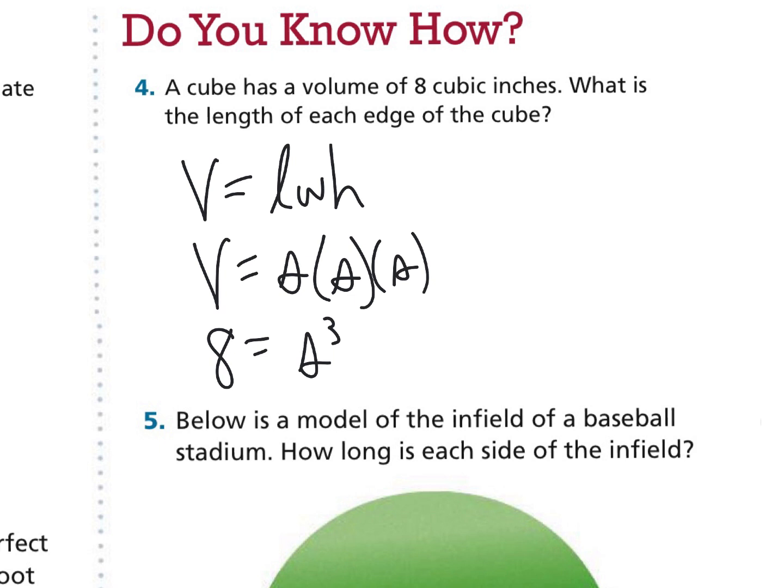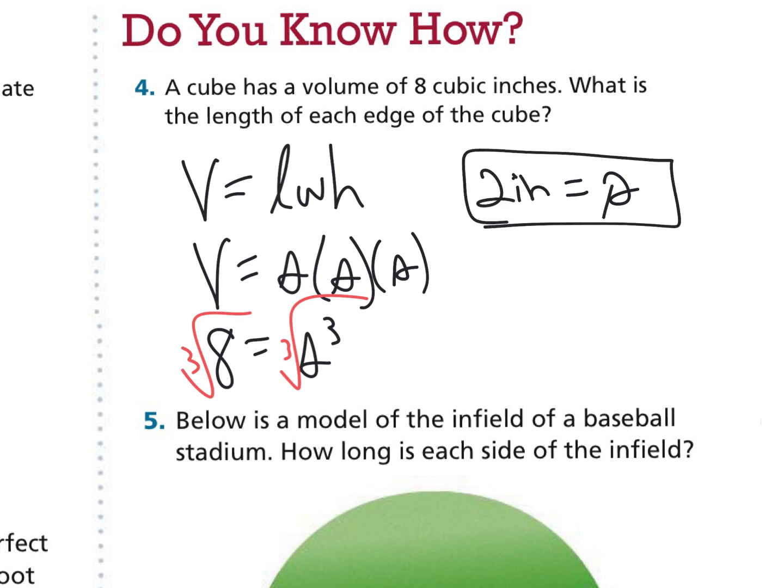something times itself 3 times equals 8. So we would want the cube root of 8, which would equal 2. So 2 inches. 2 inches would be the length of each edge, because 2 times 2 times 2 equals 8.